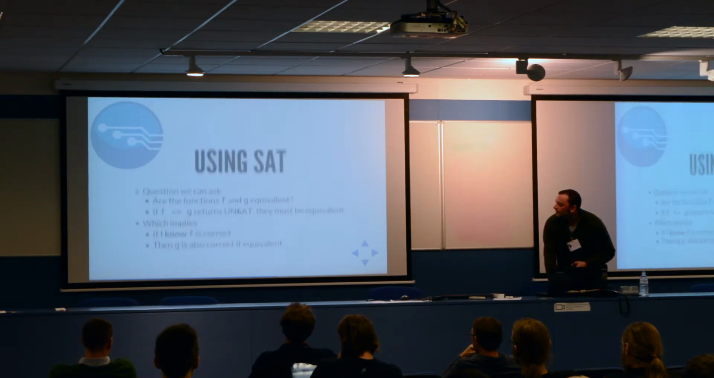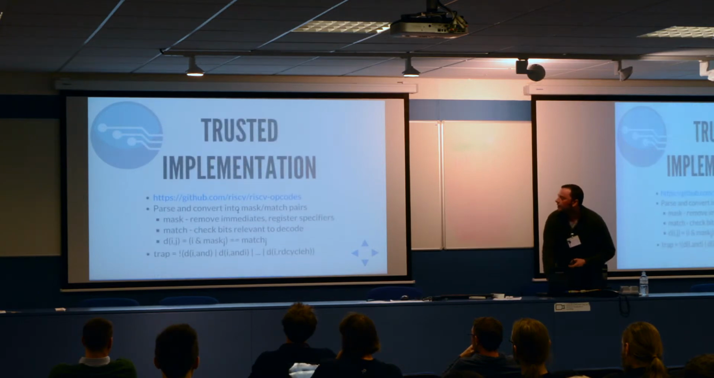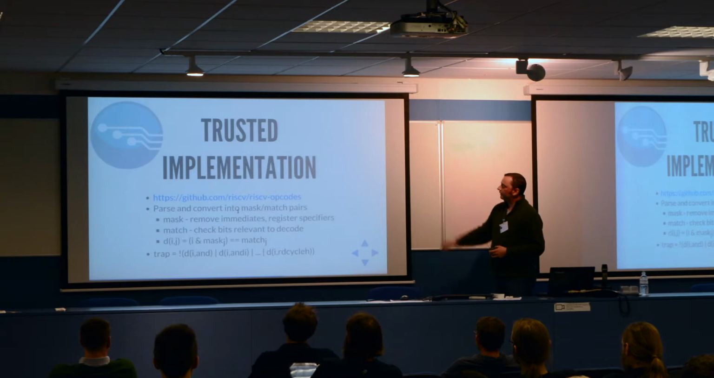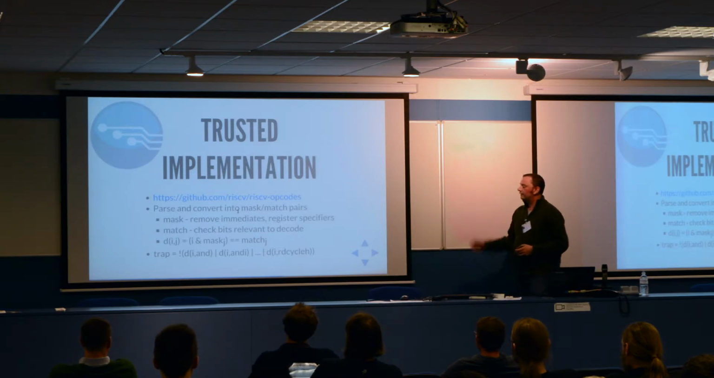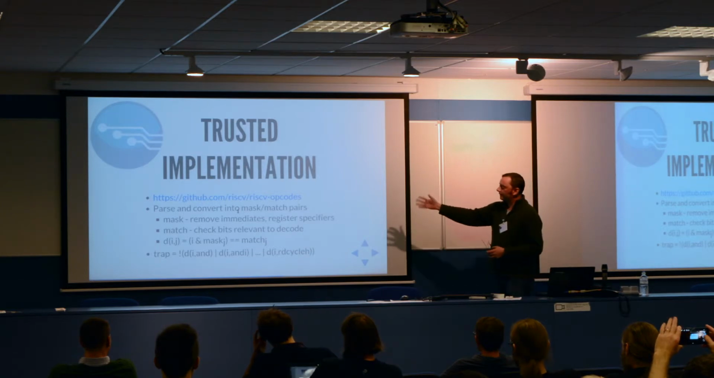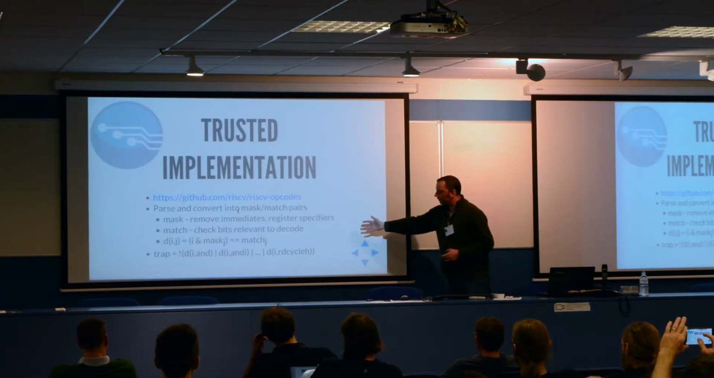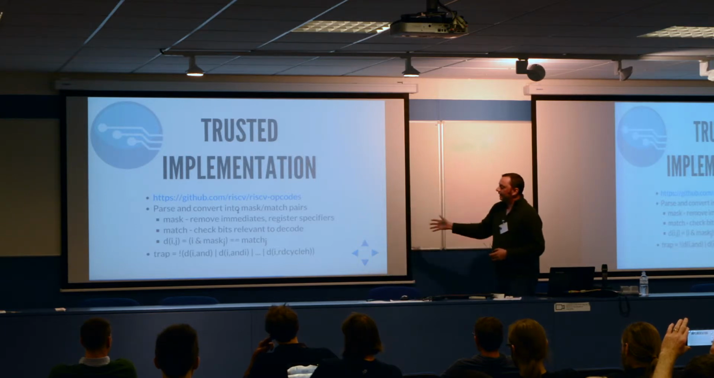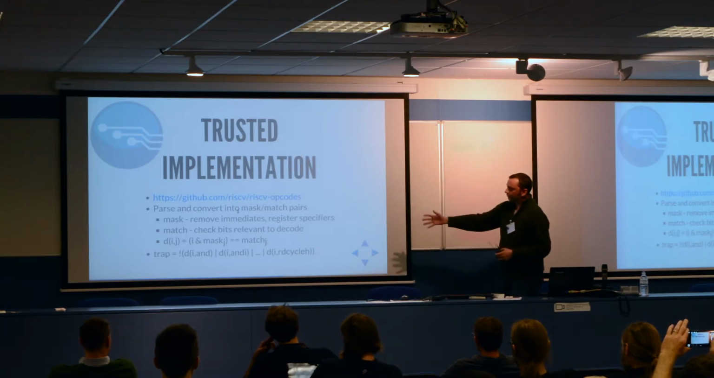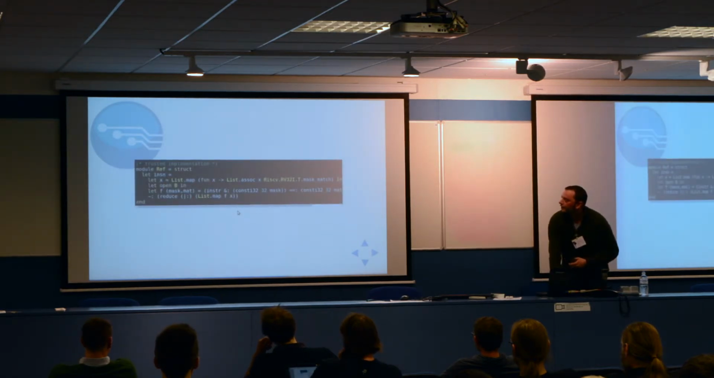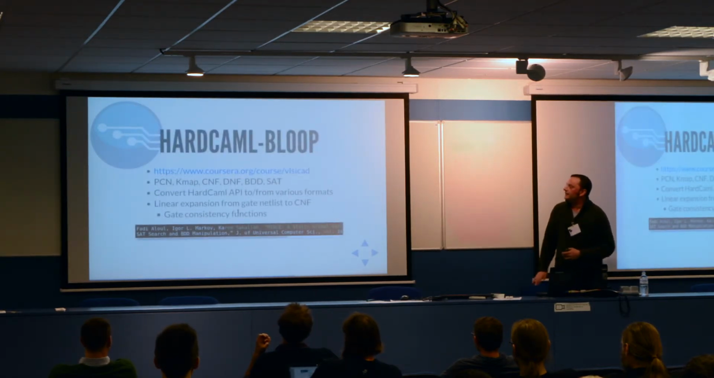I'll assume you guys know what a SAT solver is, actually. What we need is a trusted implementation to compare against. So the RISC-V opcodes repository lists all the instructions and how they're formatted, and they can be passed into mask match pairs to build these equations and easily understand the equation to derive trap. So it looks like that. I trust that. Now we need to get to a SAT solver.